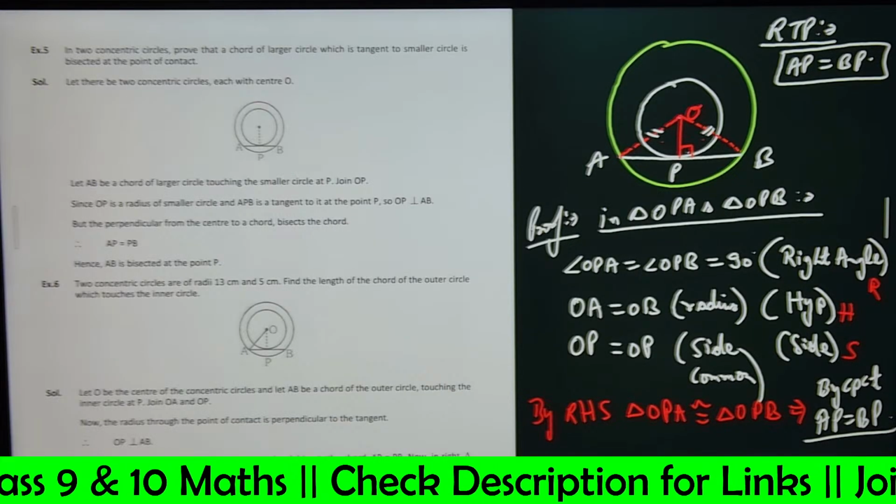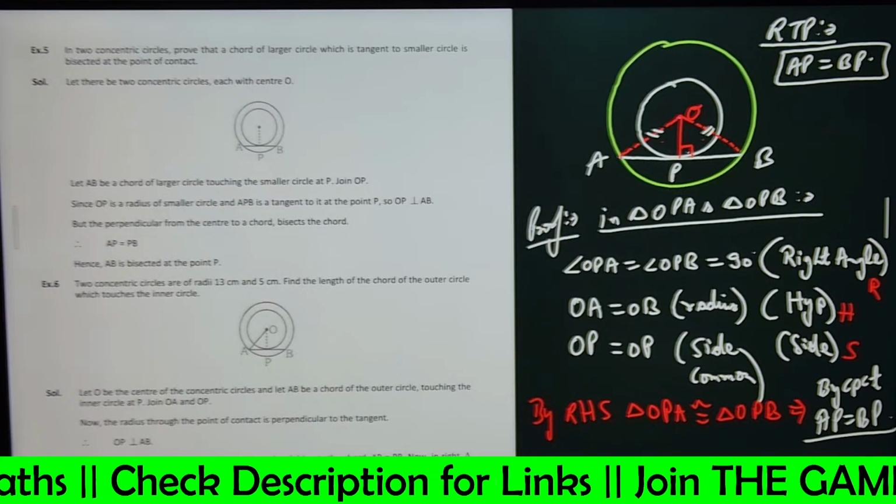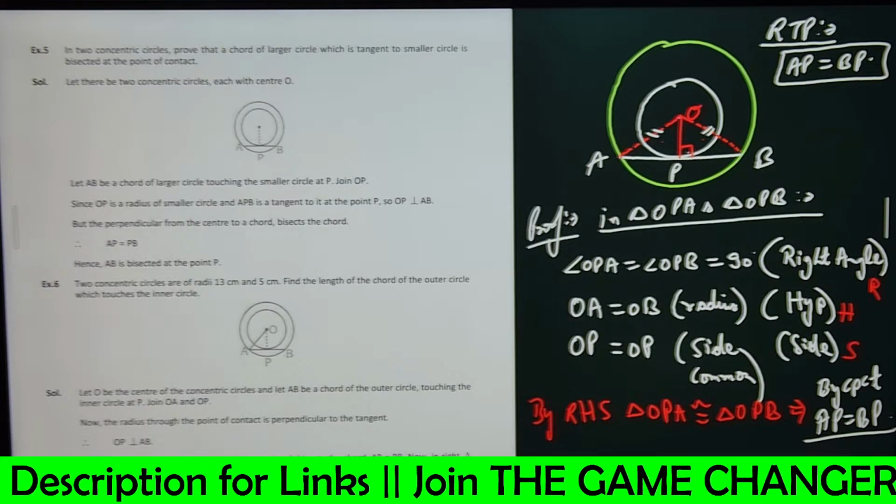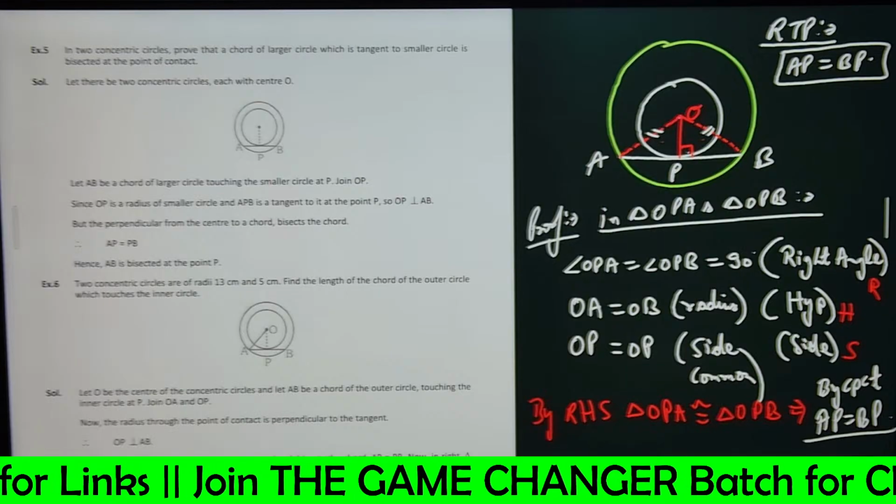I cannot speak in Hindi. This lecture is especially for South Indian students who have problem in Hindi, right? So this is in English, total in English.